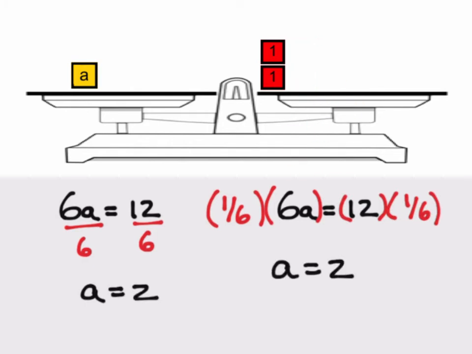In fact, I claim that we could divide the weight on both sides of the scale by whatever we wanted, as long as we did it to both sides, and the scale would remain balanced. What does this mean for an equation? It means we can divide both sides of an equation by whatever number we want, as long as it's the same number on both sides, and the equation will remain balanced, or true.